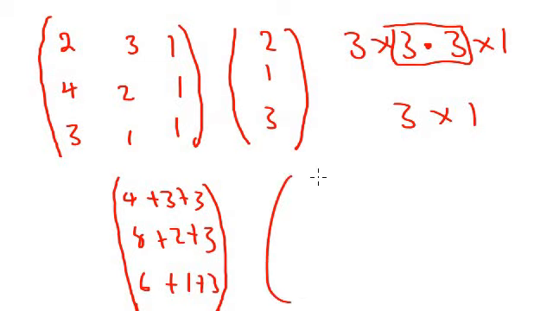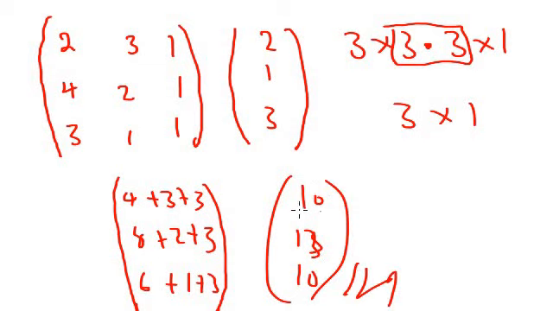So let's do the math. So 4 plus 3 plus 3, that's 10. 8 plus 2 plus 3, that's 13. And with 13, keep in mind. Adding the last one up, we have 10 at the end of the day. And this is our final answer. Judging by what we are seeing, we have 3 rows and just a single column, which actually corresponds to this dimension.